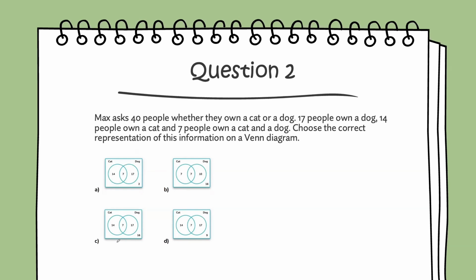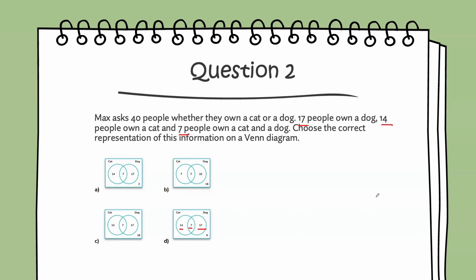Now, this sort of question can be a bit tricky sometimes, because what we tend to see is that people will just see, let me just erase that. Let's get the pen back. So they'll see that 17 people own a dog, 14 people own a cat, and 7 people own both. So some people just think that, yeah, we've got 17 for dog, 14 for cat, and 7 people have both. This is incorrect though, okay?